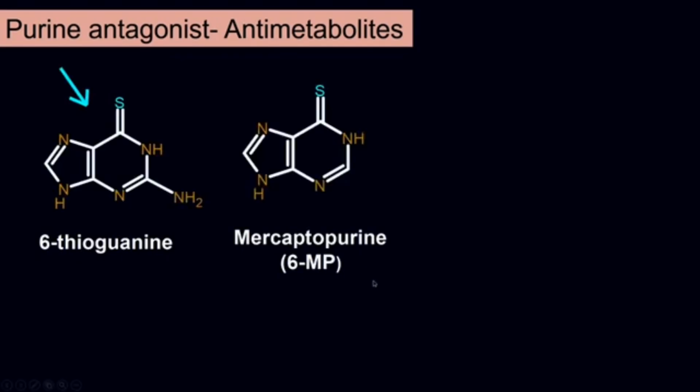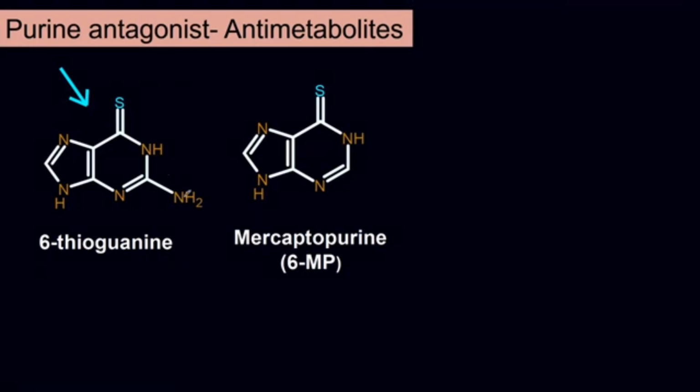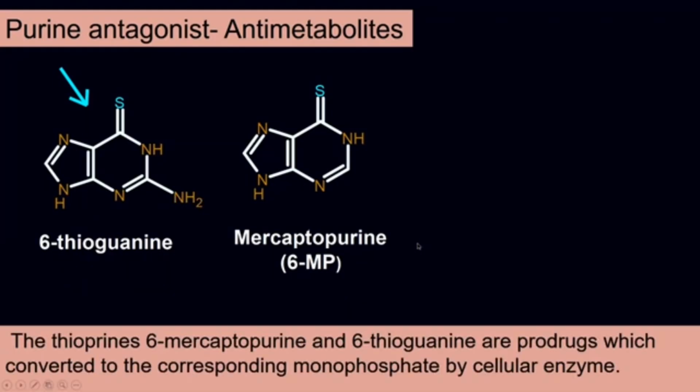They have something in common; they do have a structural similarity. The only difference here is thioguanine, which is a DNA base that has an NH2, whereas mercaptopurine has no NH2. The key point is that thioguanine and 6-mercaptopurine are prodrugs that have to become monophosphates by a cellular enzyme.